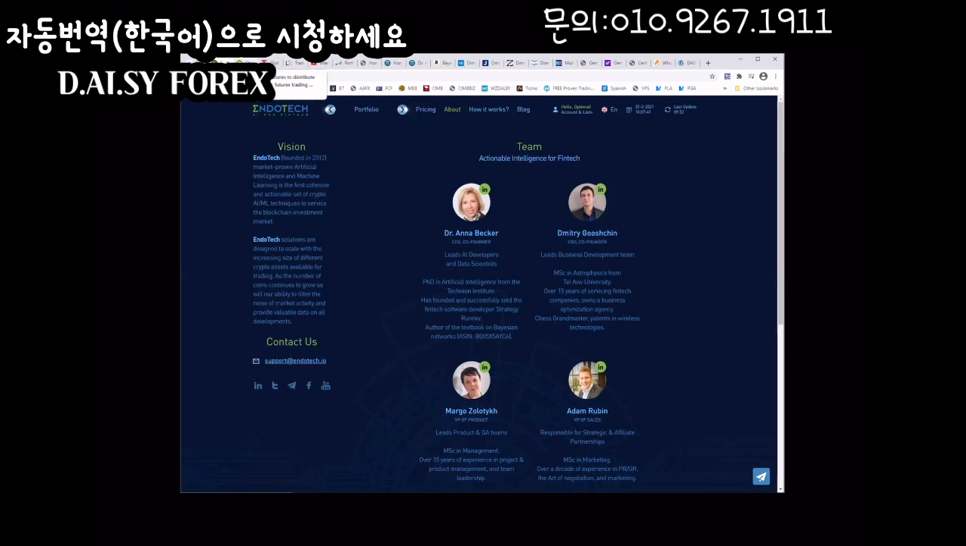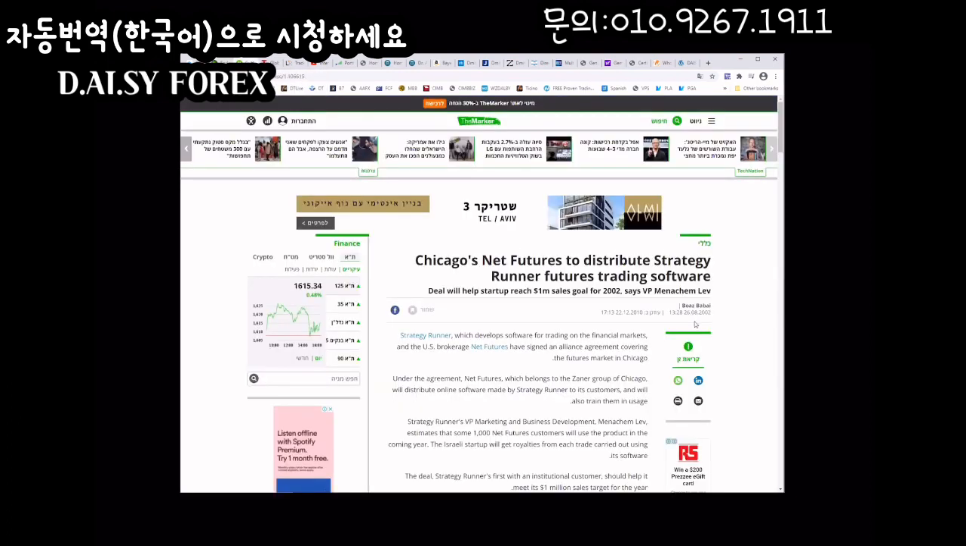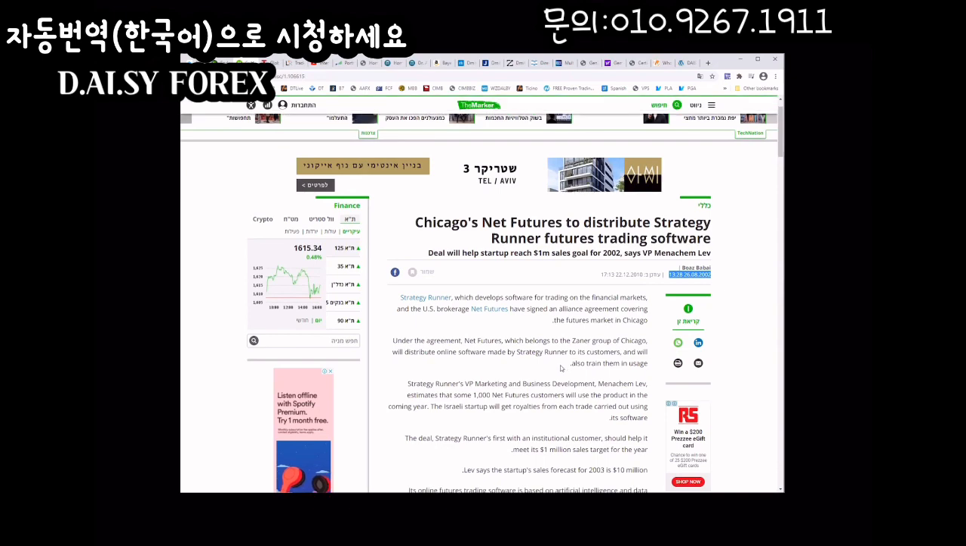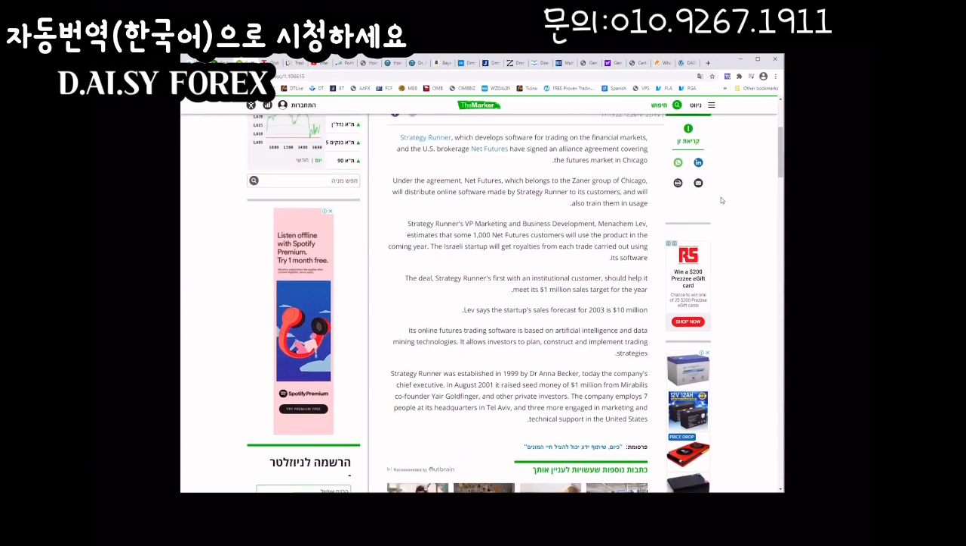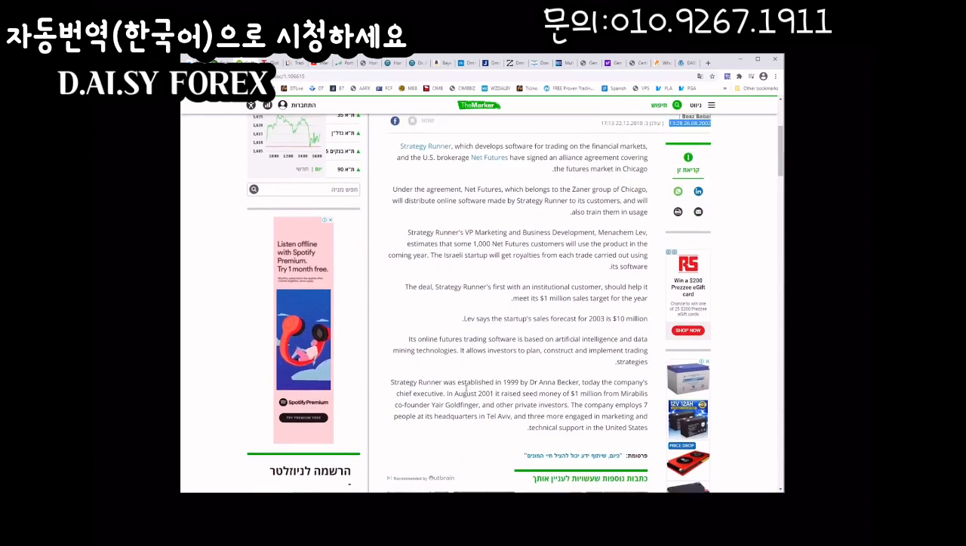So when I do a little bit of research about Dr. Anna Becker, I go back to articles published, as you see here, in 2002, talking about Strategy Runner, her former strategy that she sold off to one of the big investment firms. So we find that 2002 is a reasonably long time ago. Strategy Runner was established by Dr. Anna Becker, today's company chief executive, raised seed funds of more than $1 million, goes through all of those things. And it shows me that she's been around in the market, in the investment space, for a reasonably long period of time.